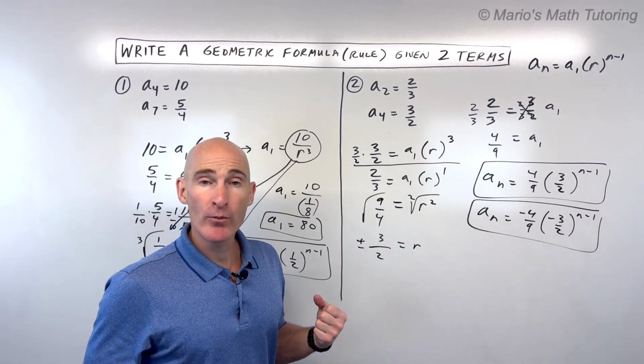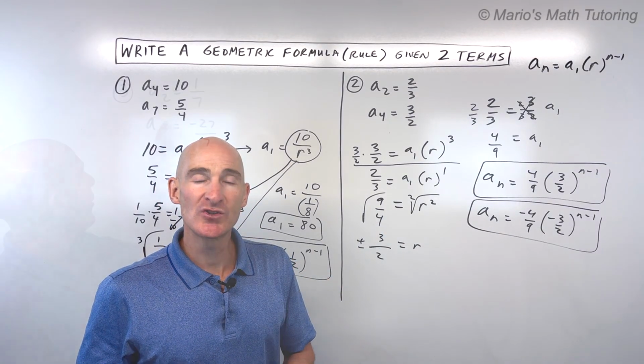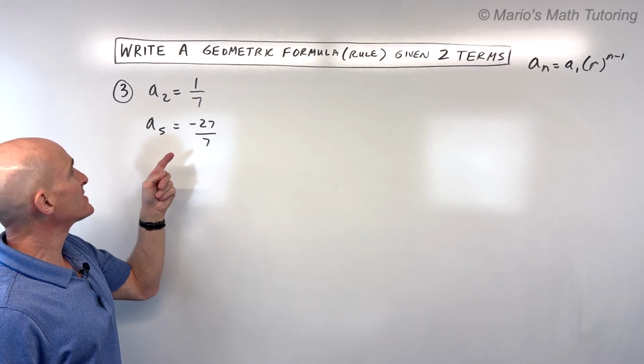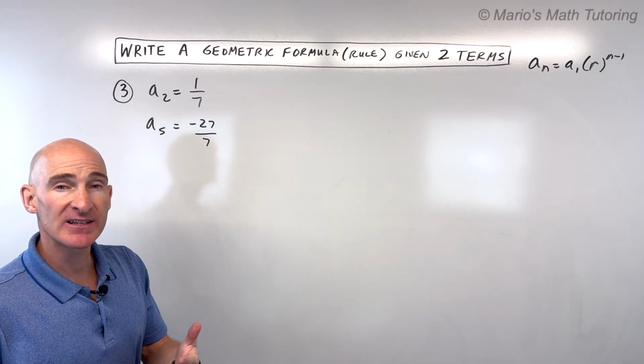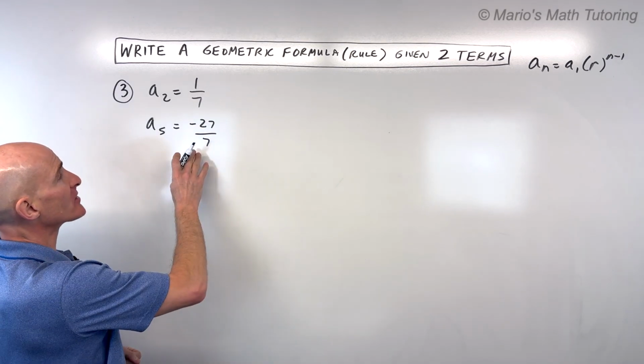So let me erase the whiteboard. Let's try one last example. See if you can do this one on your own. Okay, the second term is 1/7. The fifth term is negative 27/7. How do we write that explicit rule for any term in this geometric sequence?